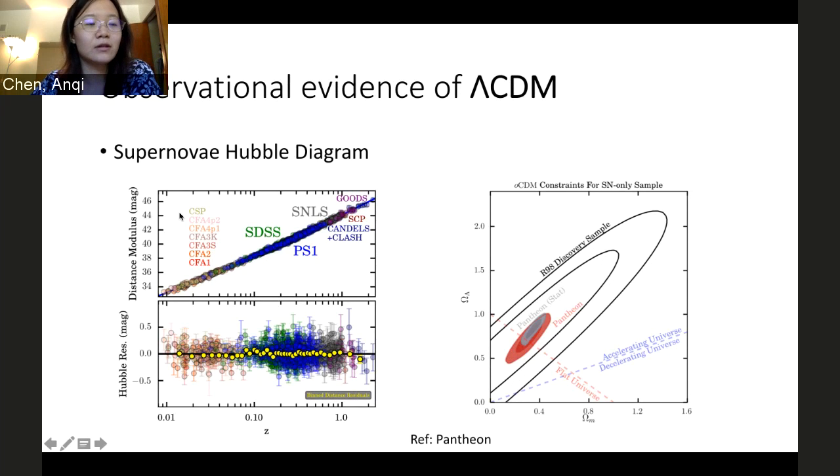So type 1a supernovae, this kind of astronomical objects are called standard candles because their magnitude is a fixed value. And by observing the flux at the Earth, we could infer its distance. And this kind of astronomical object is usually hosted by a galaxy, and we can measure the spectrum to determine their redshift. And thus we get the observed relationship between redshift and the distance to the supernovae.